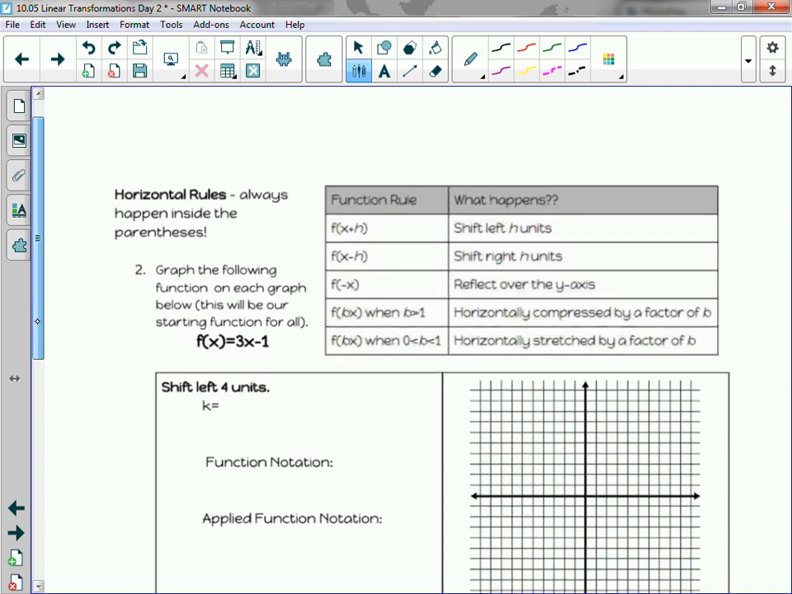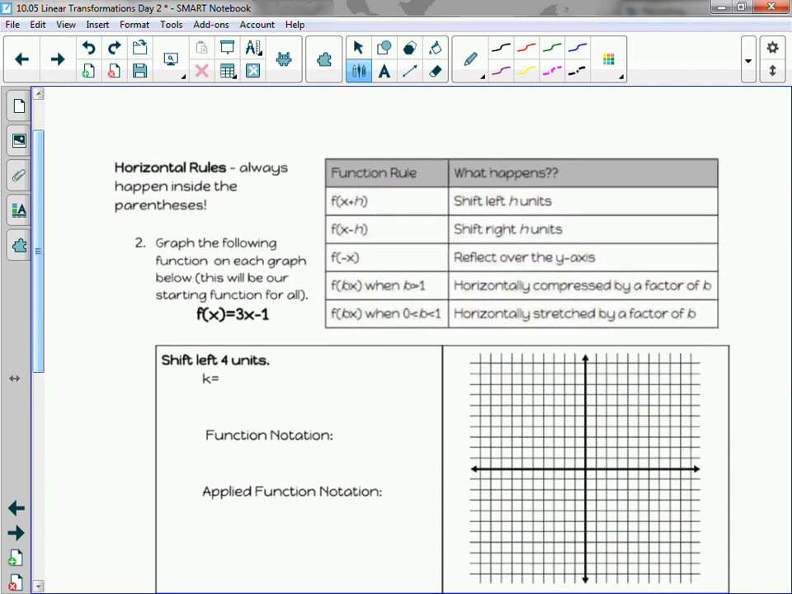Okay, so now horizontal rules. Let's have a few conversations. Remember, vertical rules are always outside of the parentheses. Horizontal rules happen inside, so y'all know there had to be a little bit of a difference there. All of our rules are right here in this table, your two handy tables for you guys to have. Graph the following function on each graph below. This will be our starting function for all. So on all remaining graphs, you're going to pause the video and graph 3x minus 1 and then restart when you have that graph.